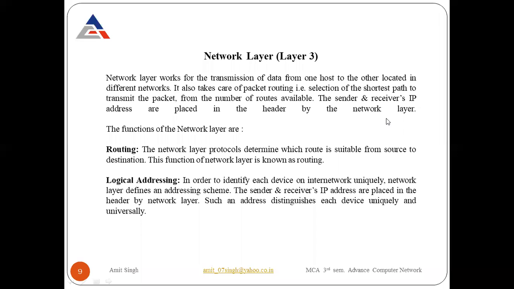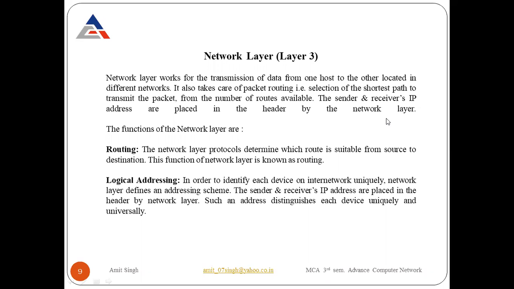Clear? The first function of the network layer is routing, and we all know what routing is. The network layer protocols determine which route is suitable from source to destination, which is the shortest route. The network layer picks that route, adds it into the header of the packet, and sends the packet. This function is known as routing, to decide the different routes for the packets.